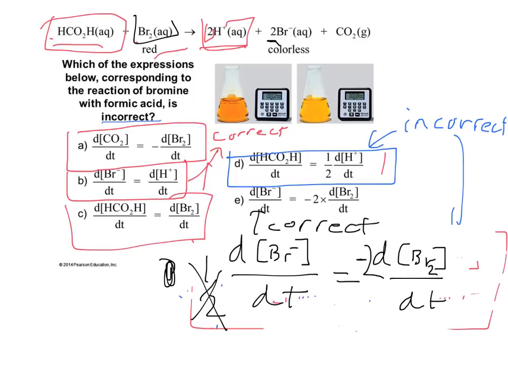Chemistry's easy, life is hard, yes? Why don't you write down Wally West? Write down Wally West.